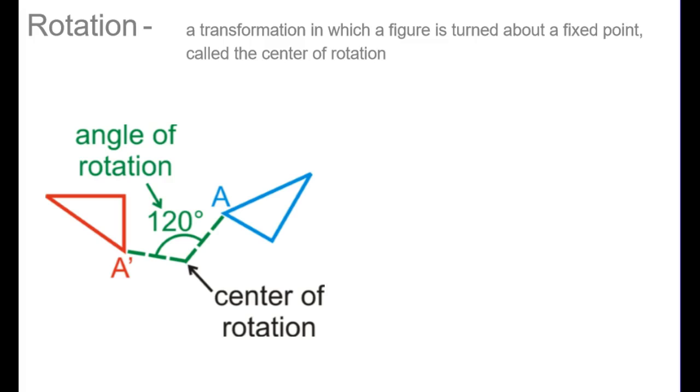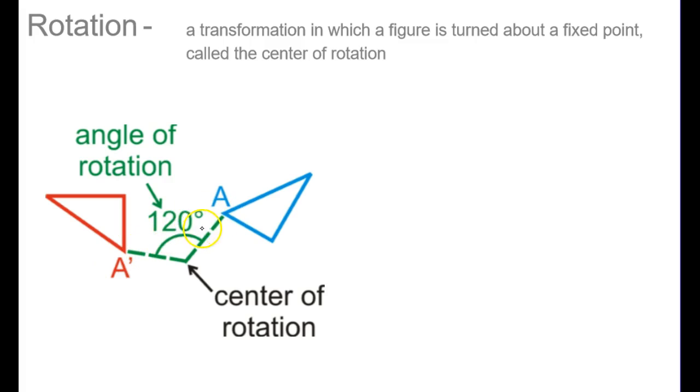This is a transformation in which a figure is turned about a fixed point, called the center of rotation. So the blue triangle, that's going to be our pre-image. The red triangle is going to be our image. We know that because of the prime. We have the center of rotation. This is basically the point that we're going to pivot around to go from the pre-image to the image. So we have the center of rotation. We're going to open up 120 degrees to get to the image.